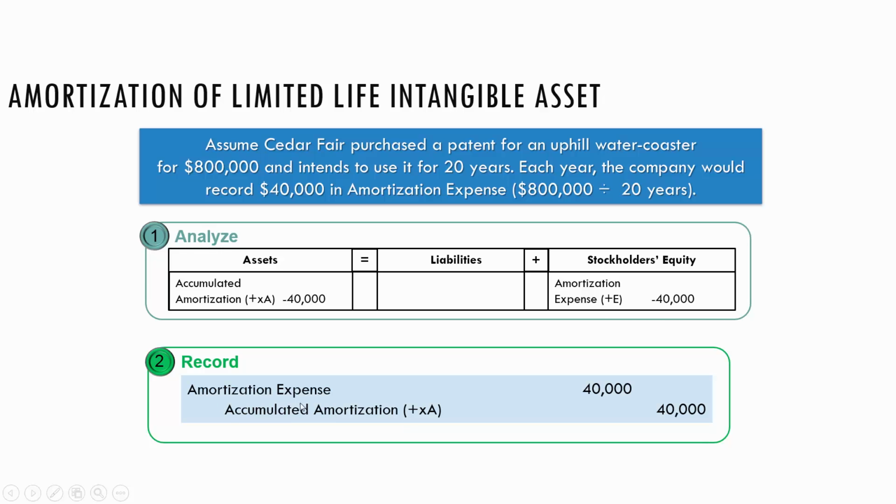This is an income statement item. This is a balance sheet item. This is a balance sheet contra. So whenever we show the patent on the balance sheet, we'll say less accumulated amortization. So the patent will also show a book value.